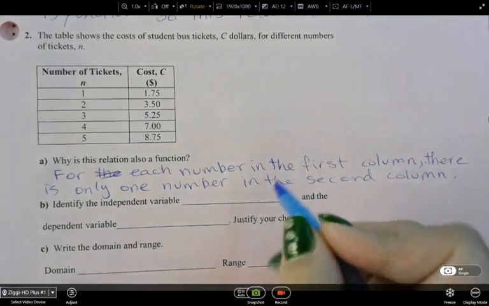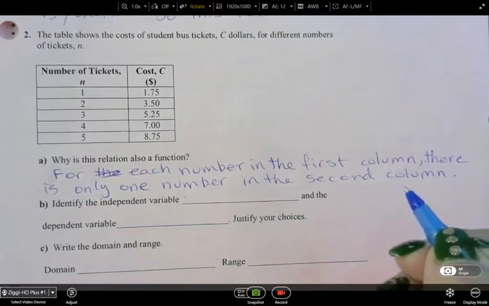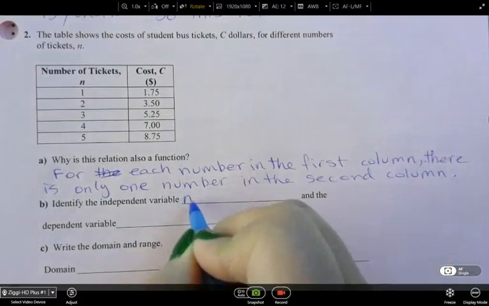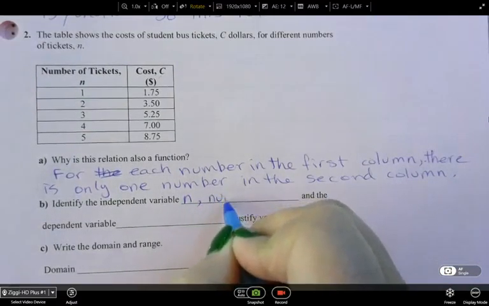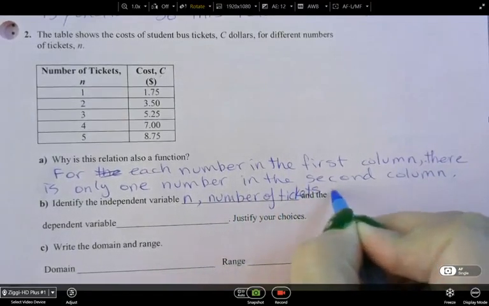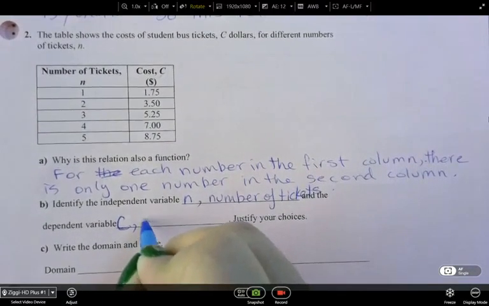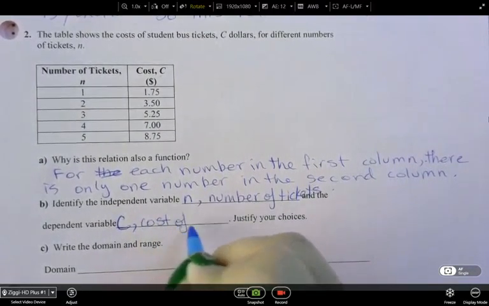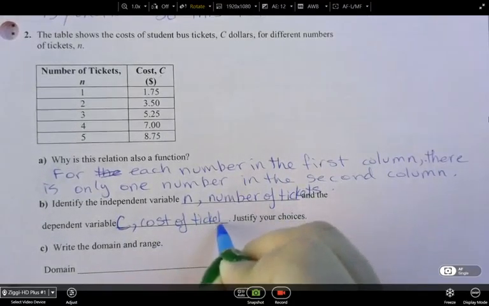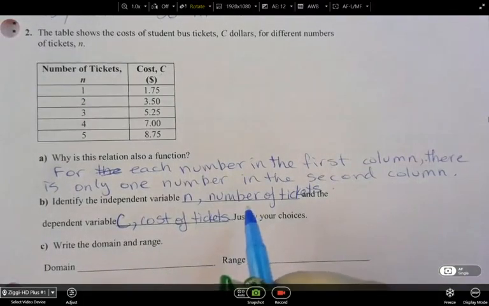So number of tickets is the independent variable. Independent variable is n, so that's number of tickets. And what is the dependent variable? Cost, C, cost of tickets. Because the price is going to depend on how many tickets you're buying.